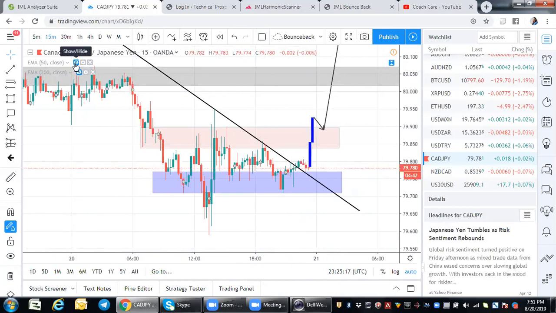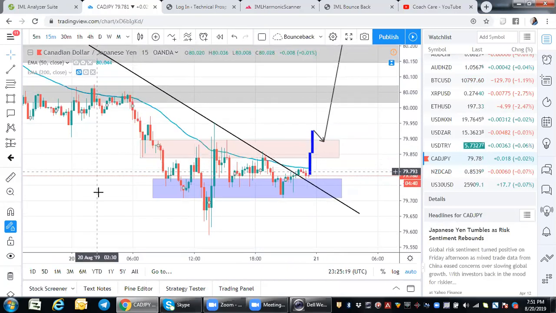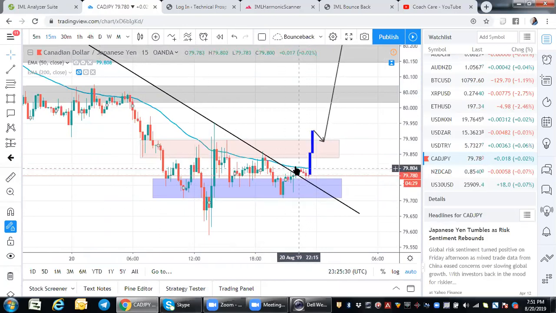If you're attending my classes, you will know that I use the 50 moving average line also as confirmation that the trade is going in that direction. So as much as we had the break of the trend line, the trade is still below our 50 moving average line, right? So let me remove these. The trade is still below the 50 moving average line, so you still do not have your confirmation to enter the trade as yet, right?